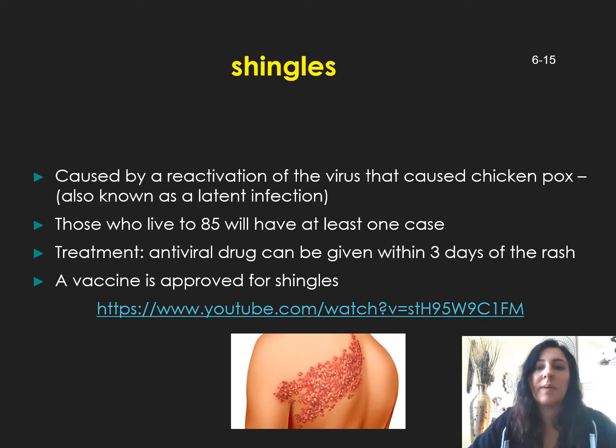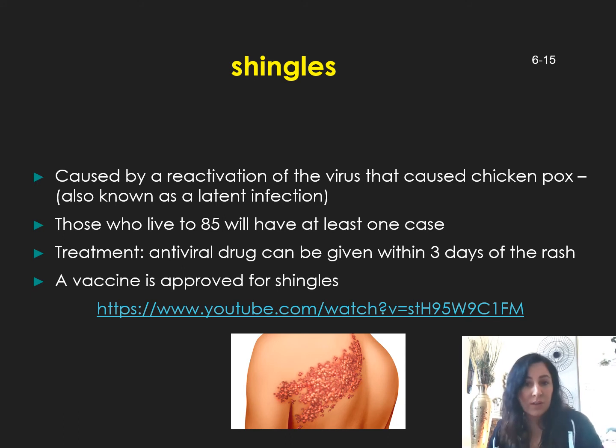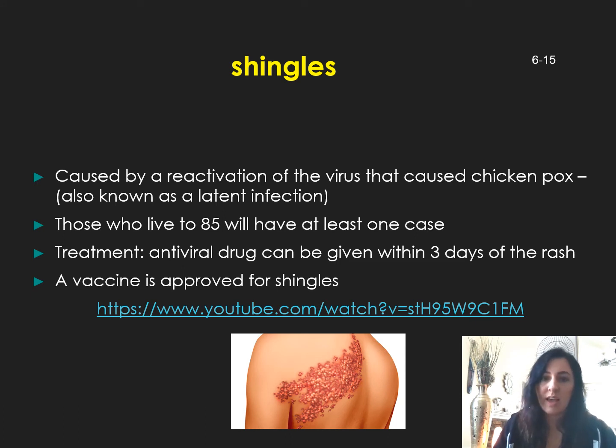Shingles. This is caused by a reactivation of the chickenpox virus. Okay, so if you've had the chickenpox virus as a child, then it could be reactivated as an older adult. Okay, and then you can get it. There is a vaccine that is approved for shingles. Okay, and the treatment for shingles is an antiviral drug that can be given within 3 days of seeing the rash. And I mean, shingles is supposed to be very painful. Not something that you want.